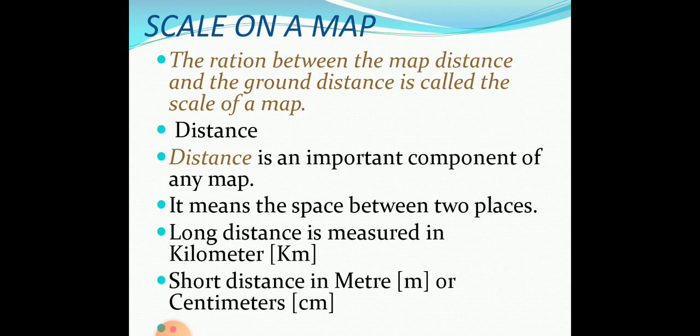And this distance, if it is long, we'll calculate in kilometers. If it is short, we'll calculate in meters, centimeters, etc. So the distance and the scale are very important for a map. Distance is an important component because it tells us about the difference between two places. And scale helps us to find the accurate distance between two places. If the scale of a map is correct, we can find the distance very easily. I'll show you how to find it in this video itself after finishing this portion.